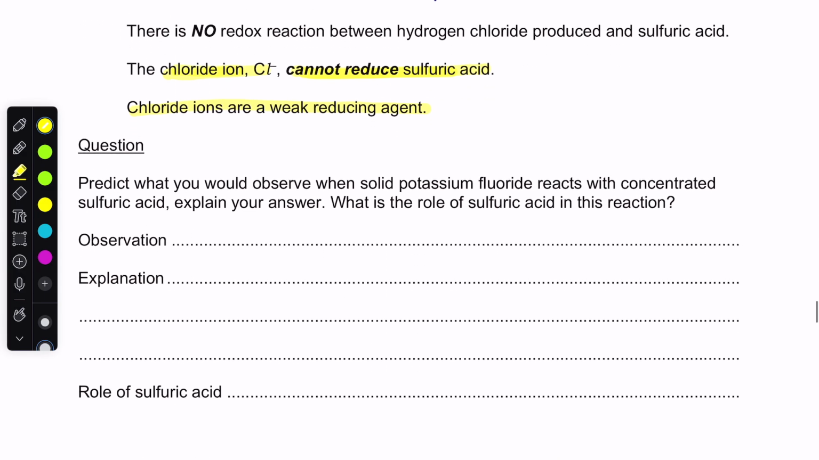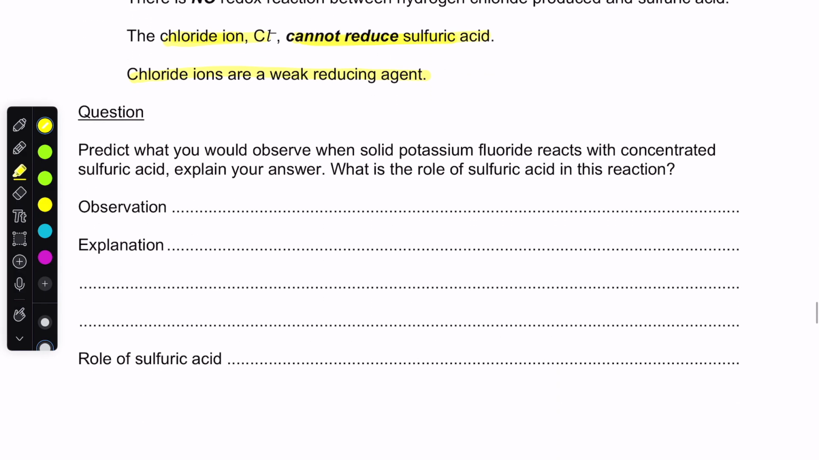So we've got a question here that says, predict what you would observe when solid potassium fluoride reacts with concentrated sulfuric acid. Explain your answer. What is the role of the sulfuric acid in this reaction? So just think about what we've just done with the chloride. Think about the trend that we saw from the previous video in terms of the strength of the halide ions as reducing agents, and see if you can predict what you think might happen with the fluoride.